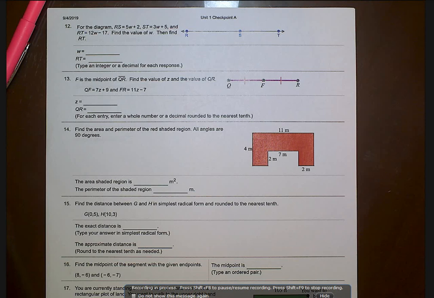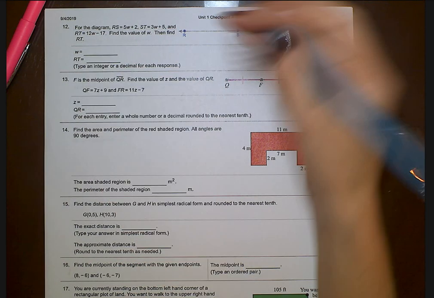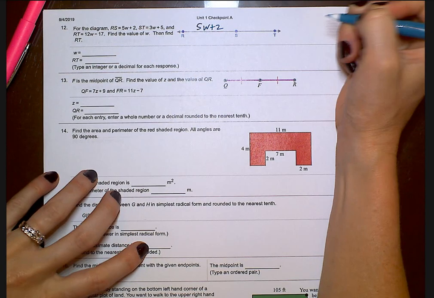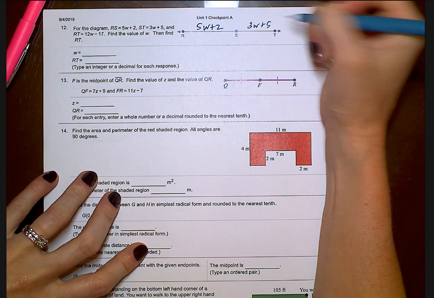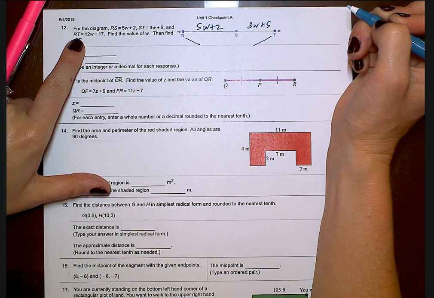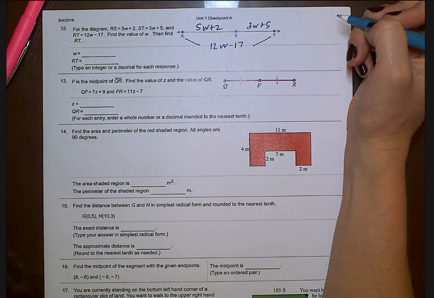Number 12, we start the kind of a little bit more intense problems here. Number 12 says for the diagram, RS, so I'm going to label, is 5W plus 2. ST, which is here to here, is 3W plus 5. And the whole thing, RT, is 12W minus 17. Find the value of W and then find RT.